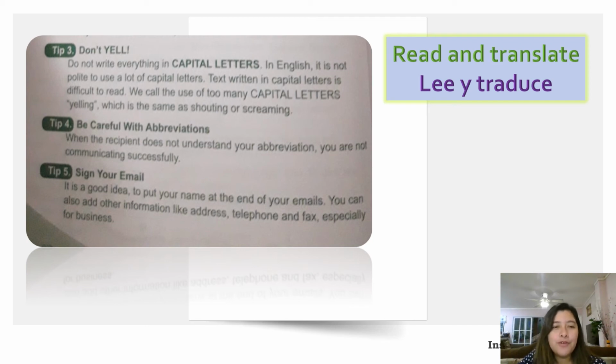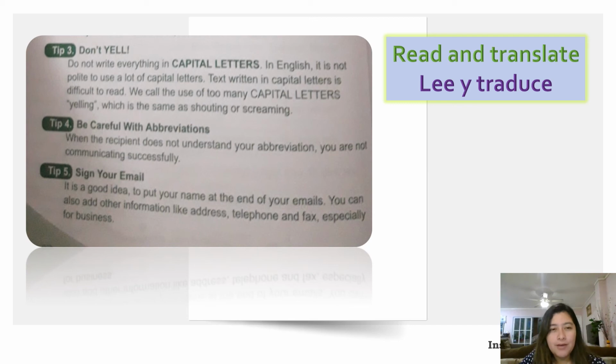Tip number 4. Be careful with abbreviations. When the recipient does not understand your abbreviation, you are not communicating successfully. Ten cuidado con las abreviaciones. Cuando el recibidor no entiende las abreviaciones, tu mensaje no va a llegar de forma exitosa.